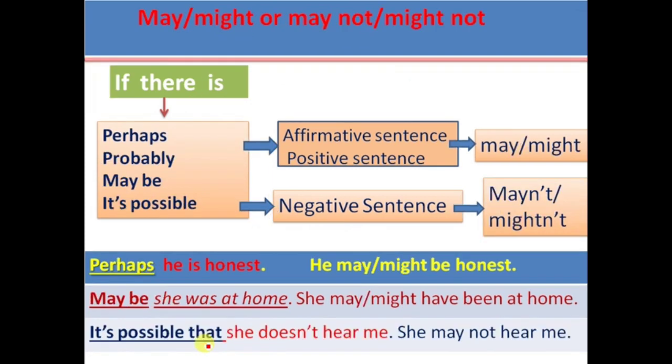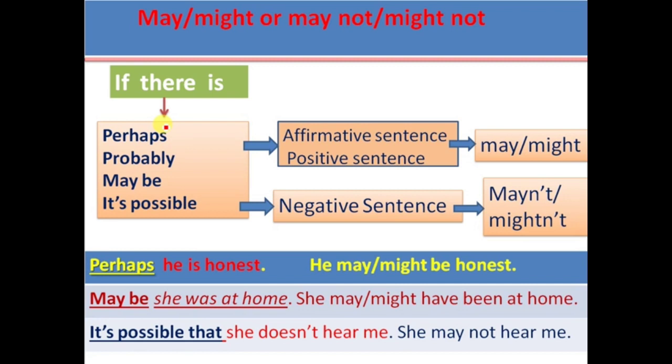Okay, so similarly, may, might, may not, might not. You know very well, this shows 50-50 only probability. So see, we have some expressions that would show only probability, 50% of probability, like perhaps, probably, maybe, it's possible, I think, I expect, and such. So if in the given sentence there are such expressions, you have to use may or might, or may not or might not.